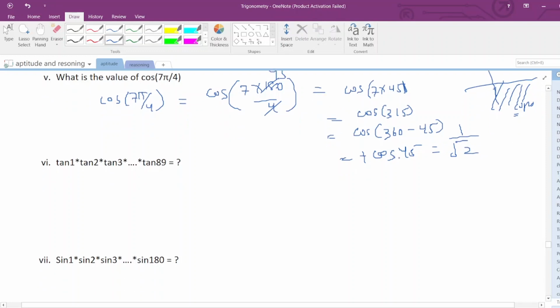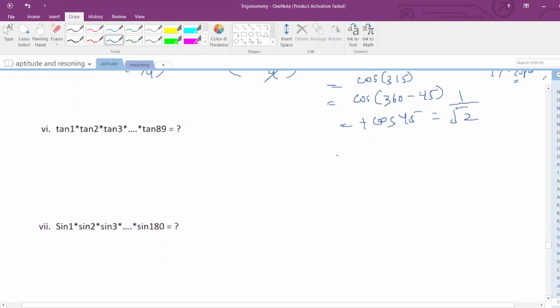So this is how you are supposed to do it. And coming to the next one, this is also a very important question and easy also, but sometimes we see this kind of question and skip it, we try and leave it. So basically it's very very easy. See, all are in product: tan 1 into tan 2, tan 3, and so on, there is a tan 45 also in between, right, and so on till tan 89, correct.